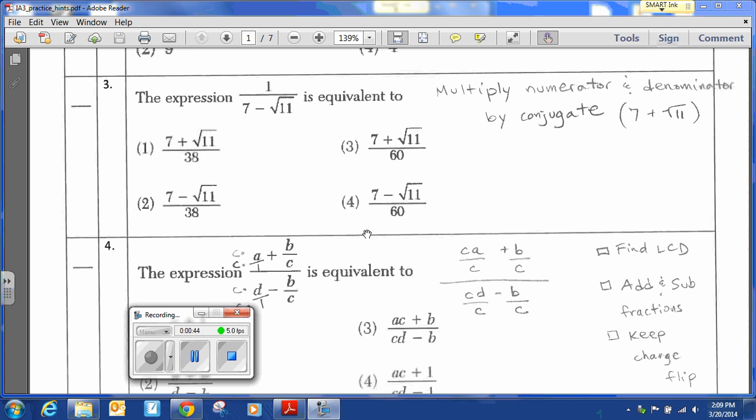Number three, this is straightforward. Multiply the numerator and denominator by the conjugate of 7 minus radical 11, which is 7 plus radical 11.